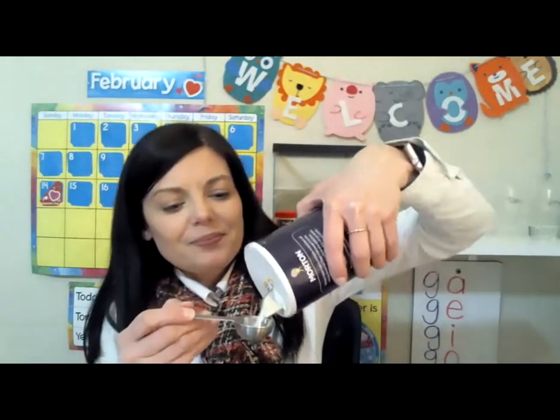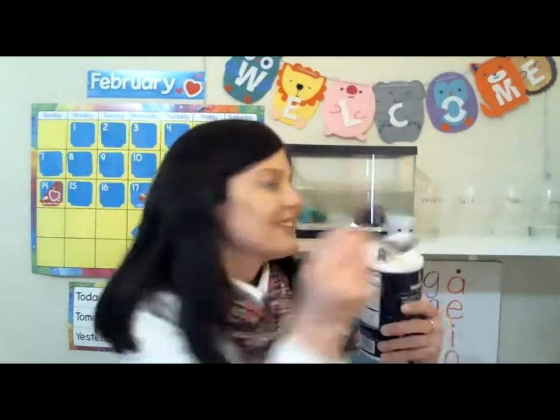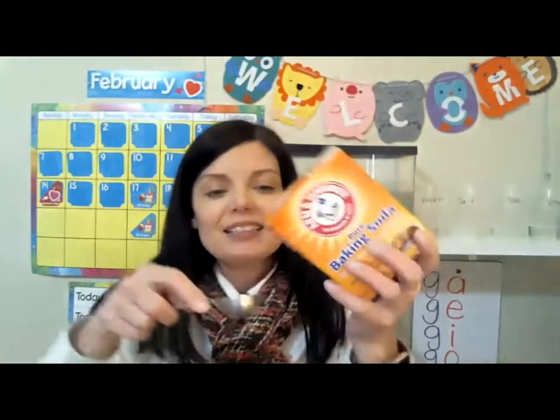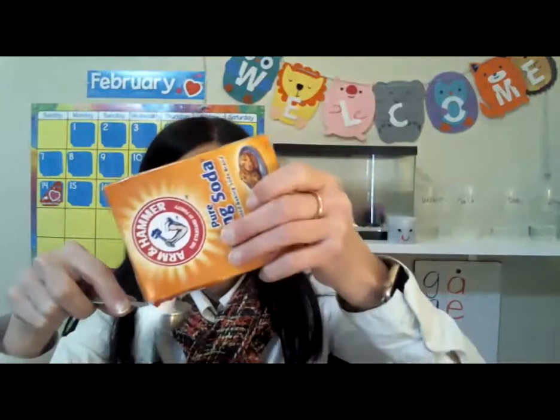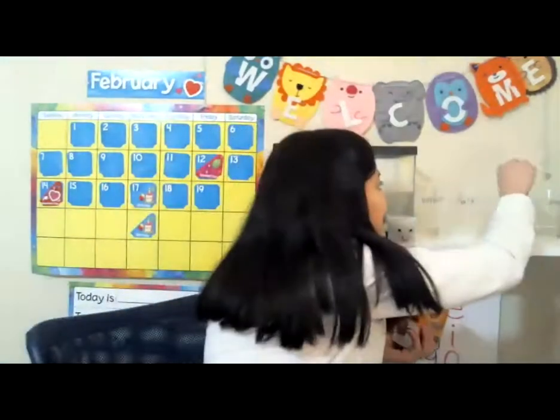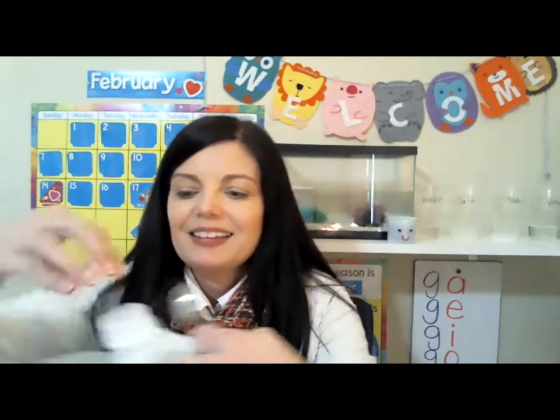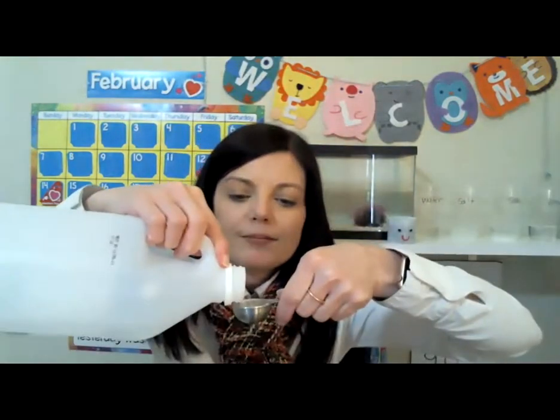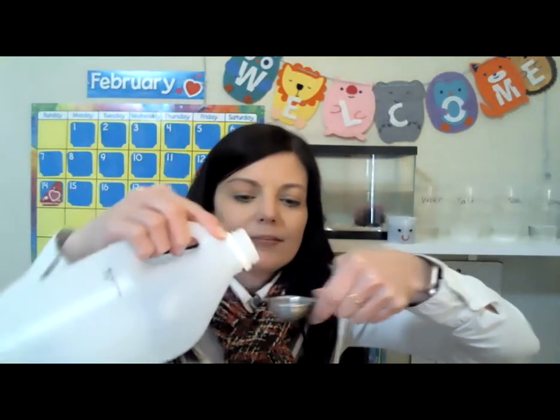In the second cup, I'm going to add a tablespoon of salt. In the third cup, I'm going to add a tablespoon of baking soda. And in the last cup, I'm going to add a tablespoon of vinegar. Into each of these cups, I'm going to put a gummy bear.